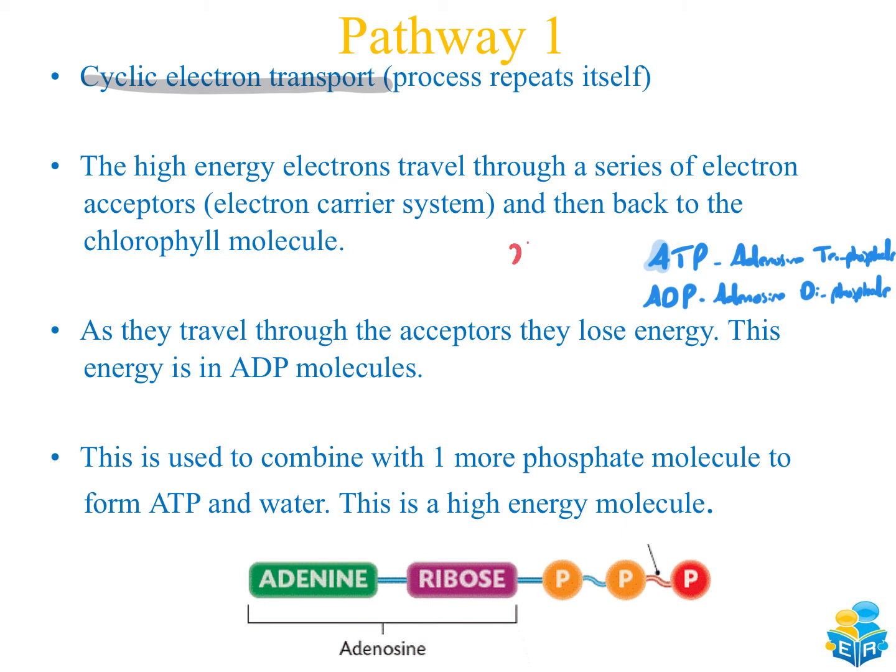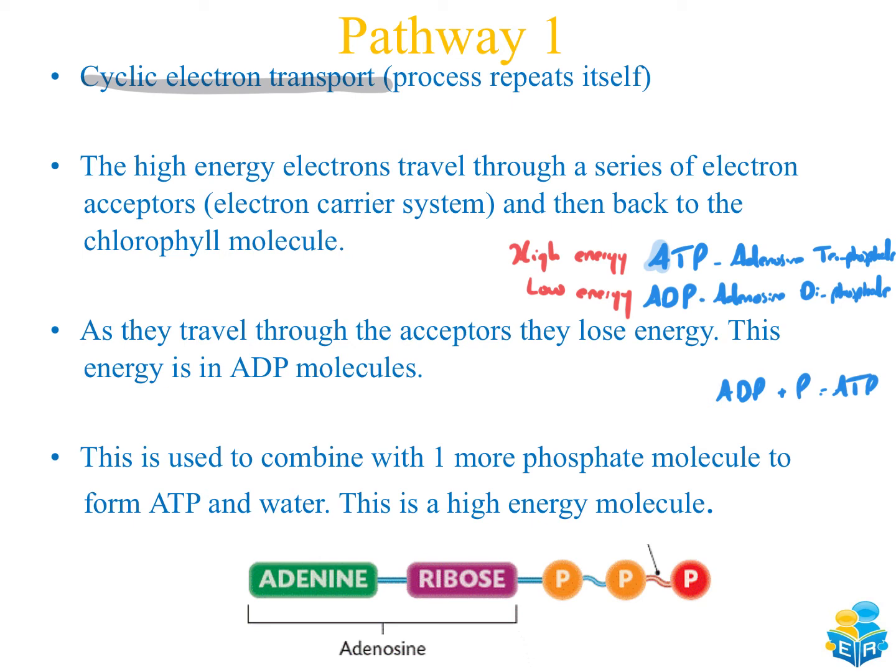ATP is a high energy molecule, whereas ADP is a low energy molecule. It can become high energy if we add an additional phosphate to it, okay? So if we had ADP and added an additional phosphate to it, we would get ATP, so it would be high energy then. So back to the cyclic electron transport chain.